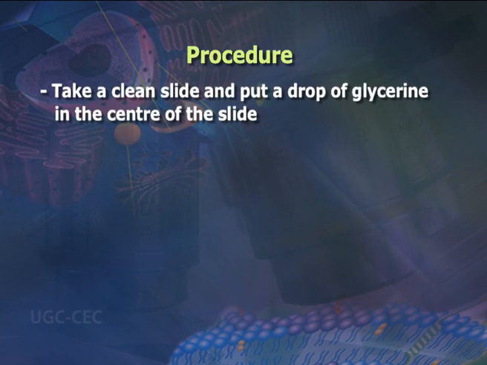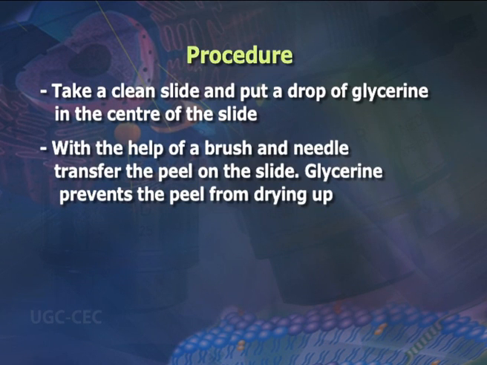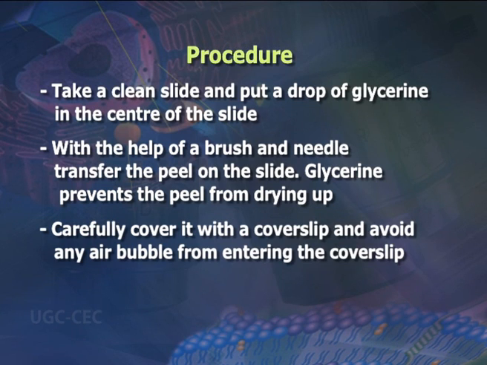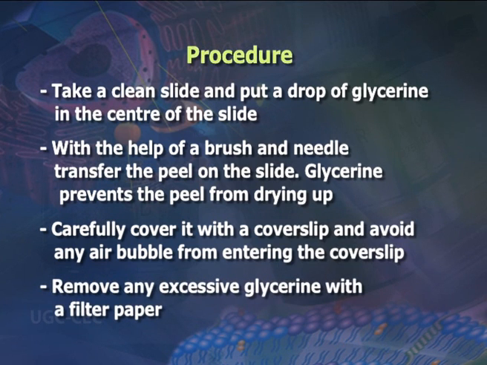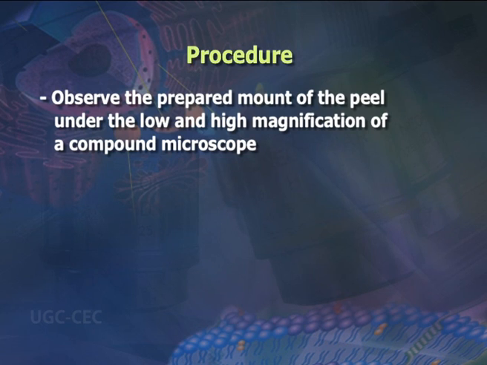Take a clean slide and put a drop of glycerin in the center of the slide. With the help of a brush and needle, transfer the peel on the slide. Glycerin prevents the peel from drying up. Carefully cover it with a cover slip and avoid any air bubble from entering. Remove any excessive glycerin with a filter paper. Observe the prepared mount of the peel under the low and high magnification of a compound microscope.